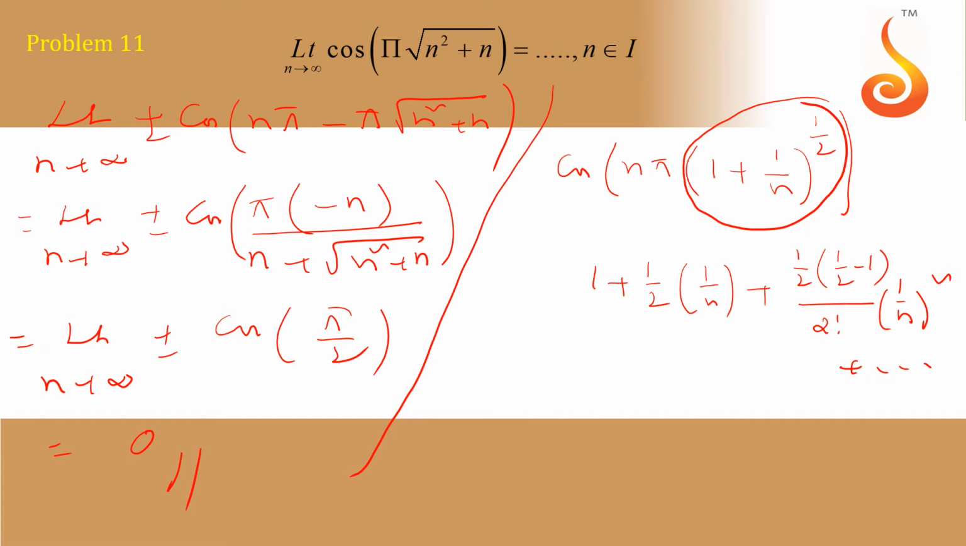Binomial infinite expansions, if you use, what you will get? And this n pi times you have this. So if you send inside pi, send n inside, then what you will get? And pi by 2 you will take, it will be 2n plus 1, and remaining all will become 0 as n is tending to infinity. Cos of odd multiple of pi by 2, it will be 0.